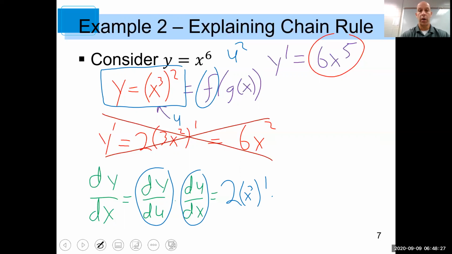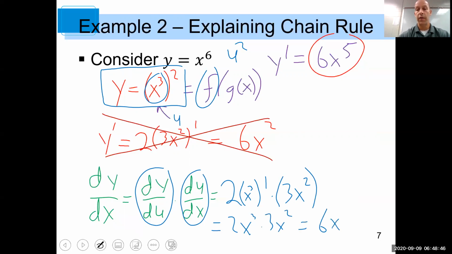So now we need to do the derivative of u with respect to x. So what is the derivative of x to the 3rd? Well, that'd be 3x squared. So now when we clean this up, we get 2x to the 3rd times 3x squared, which is 6x to the 5th. This is the result that we wanted. We see that up here. This is an example of the chain rule, okay?